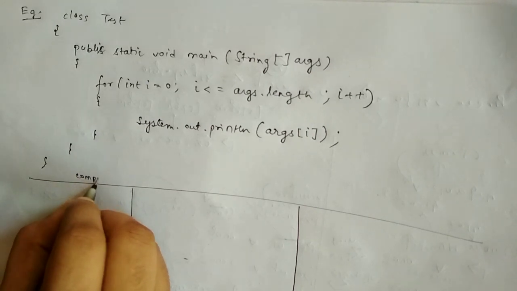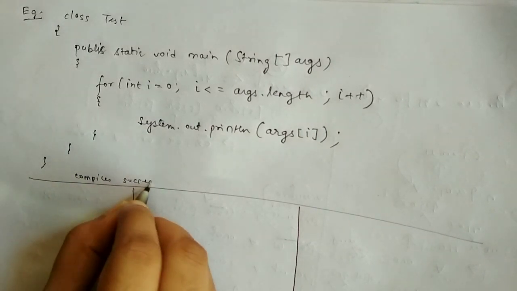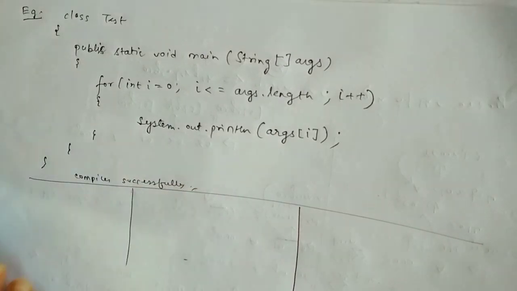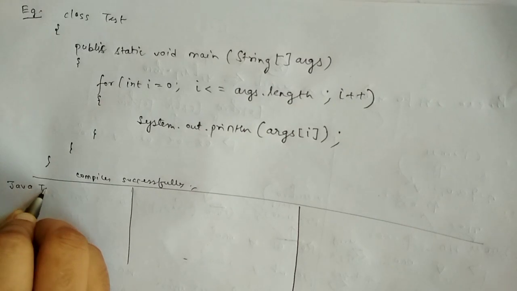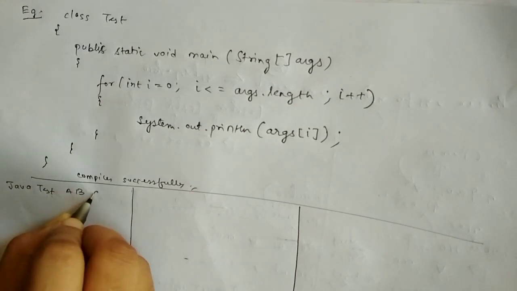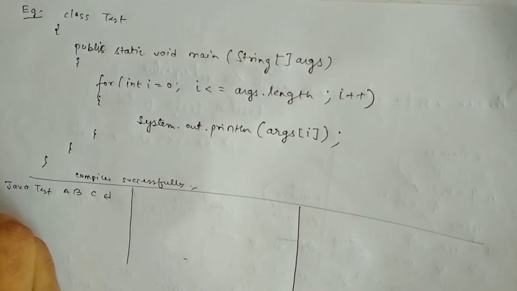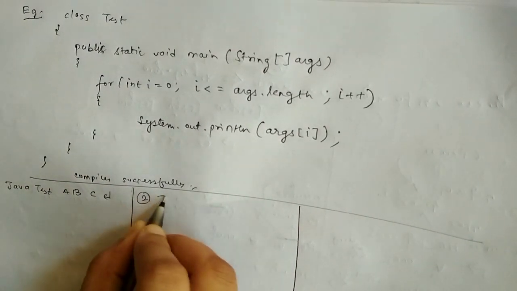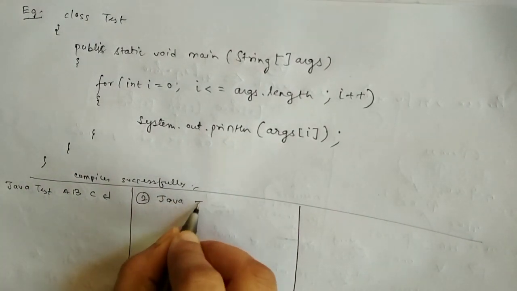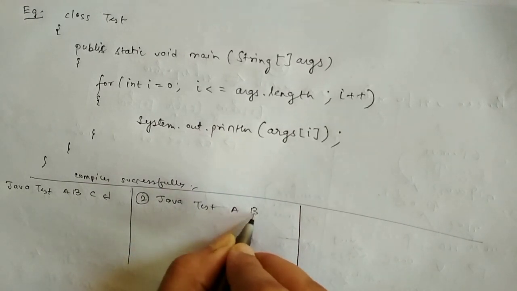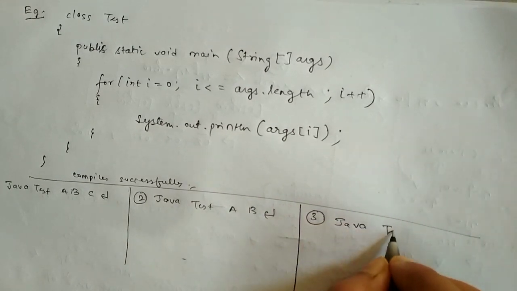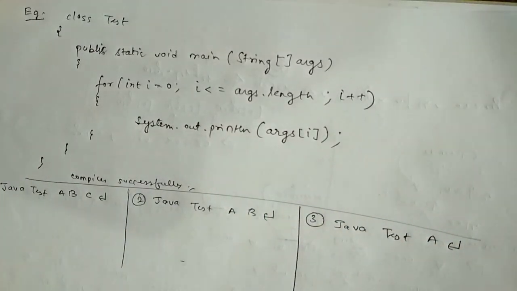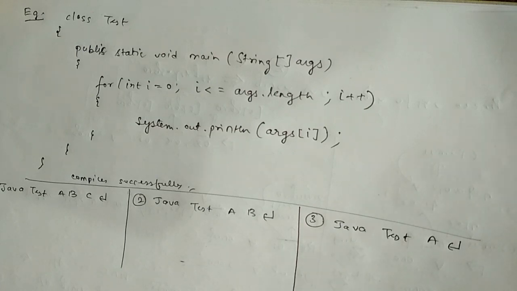The program compiles successfully, and now at runtime we are providing java test ABC, and this is the first input. The second input is java test AB, and the third input is java test A. So you have to tell what will be the output in all the 3 cases.